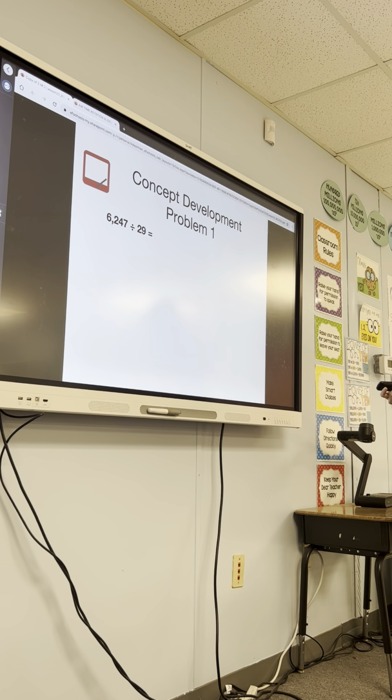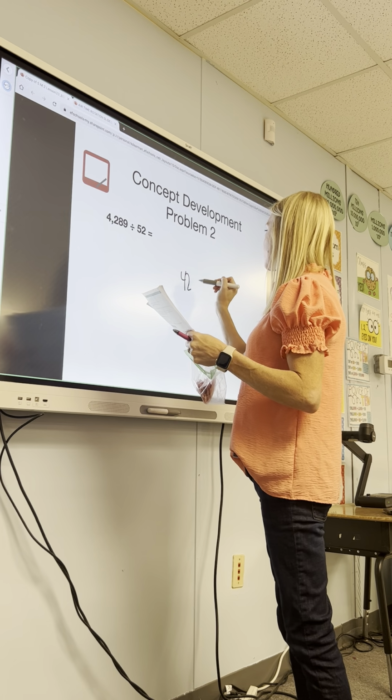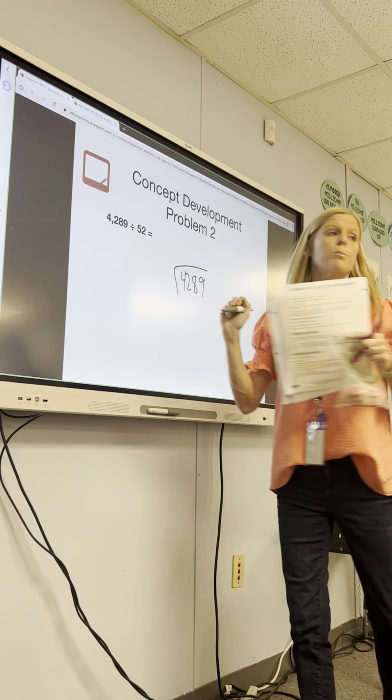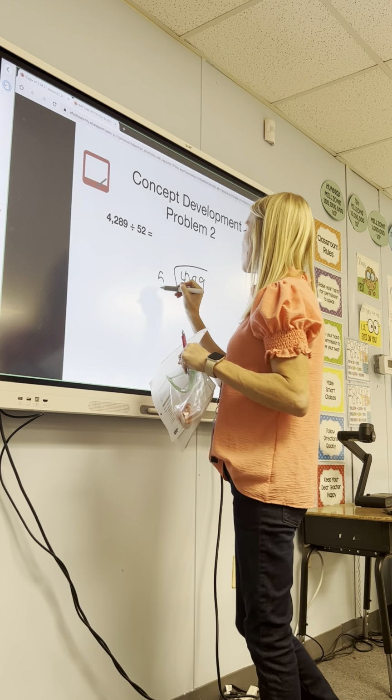All right, we're moving on to the next problem. So this is the next 4-digit dividend that we're going to do today. 4,289 divided by 52. So the first thing I'm going to do is write that problem out. And if y'all could follow along on your personal whiteboards, please.